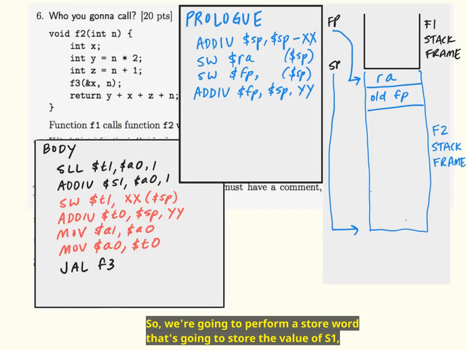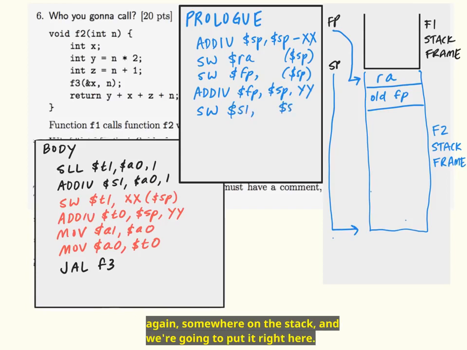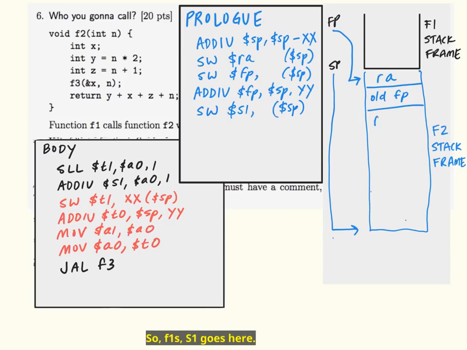So we're going to perform a store word that's going to store the value of S1, again, somewhere on the stack, and we're going to put it right here. So F1's S1 goes here.